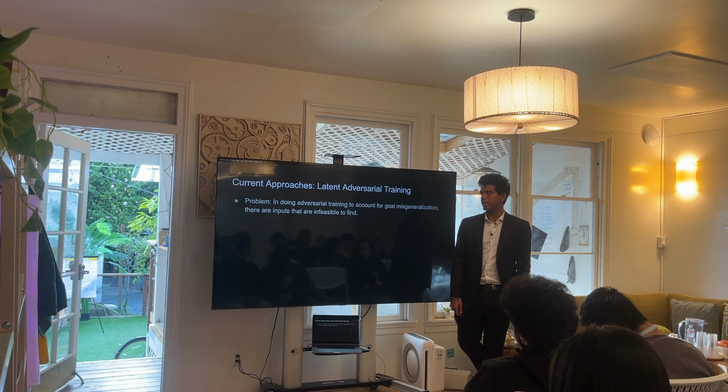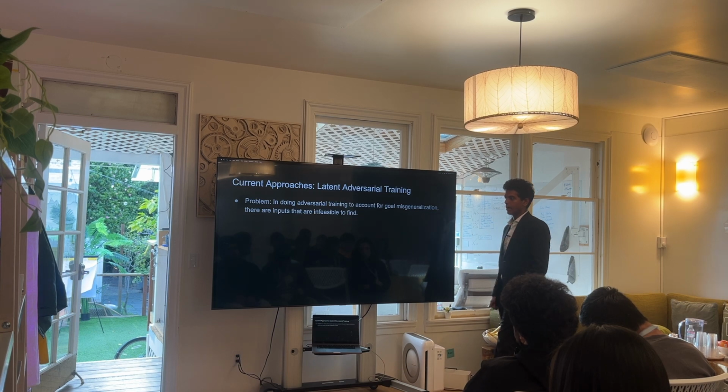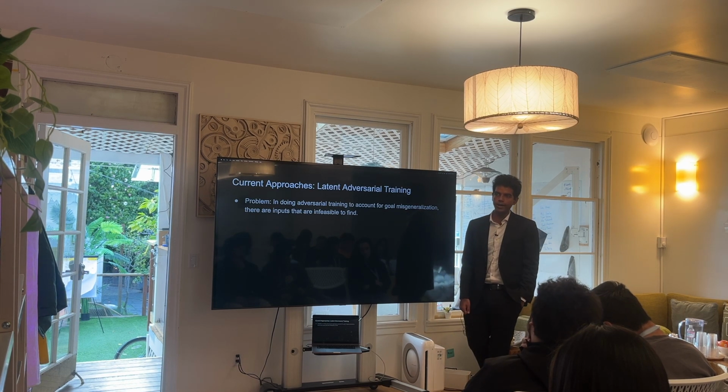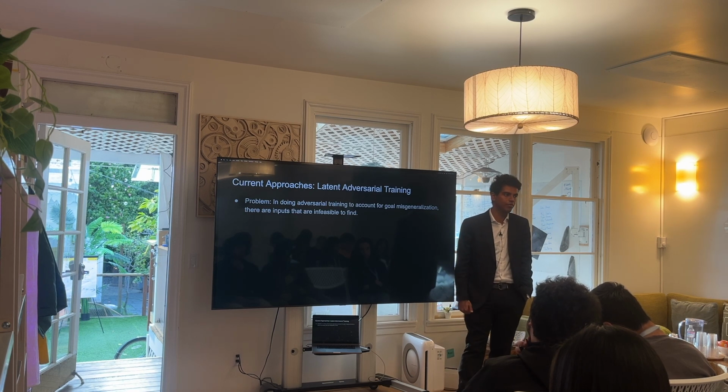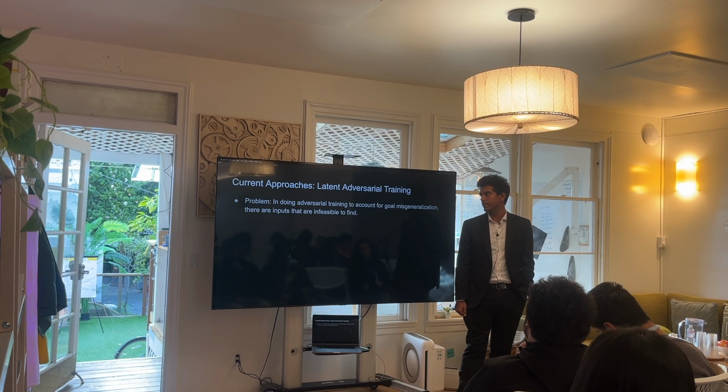But in generality, this problem is really hard because there are some inputs that are really, really hard to find. So for instance, your model could choose to only deceive if it sees the factorization of RSA 2048 in the wild, which is not an input that you could ever come up with in the lab. That's really, really hard to find. So adversarial training would never really find it.